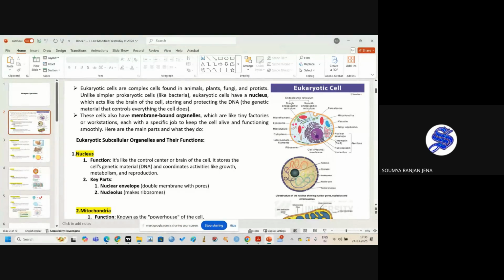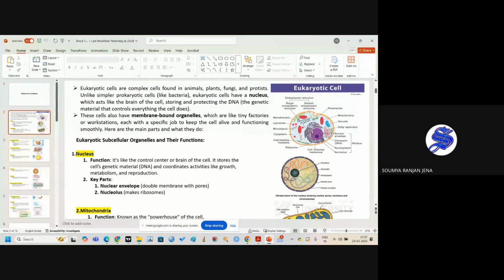Every molecular level change or any signaling occurs through this nucleus. These cells have membrane bound organelles. As we know, all eukaryotic cells have different organelles. Organelles are membrane bound structures which are like tiny factories or workstations, each with a specific job to keep the cell alive and functioning smoothly.